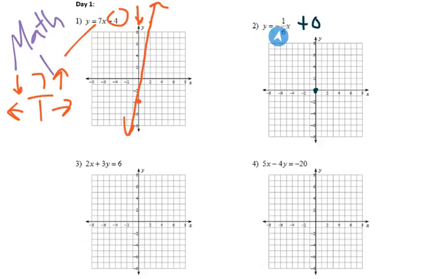Now we've got a negative slope, 1 over 6, so we go down 1, to the right 6. And then down 1, to the right 6. Or we can go that opposite way, up 1 to the left 6, which still maintains our negative slope. Connect the dots, call it good.